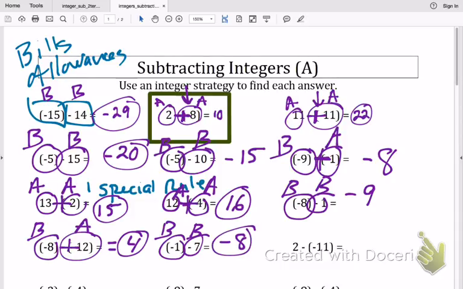Okay? Last one, special rule. Create a plus sign. That's an allowance. This is an allowance. 2 plus 11, that's $13. You have $13. Congratulations, that's the end of this video.